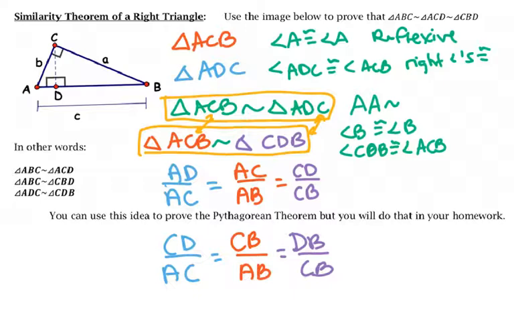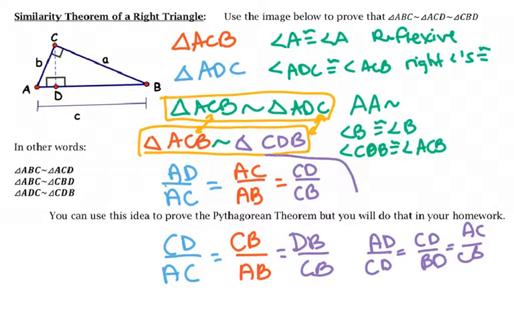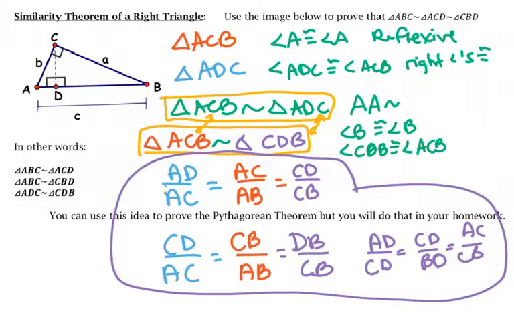So the other one that I'm going to write is going to be AD over CD is equal to CD over BD, which is equal to AC over CB. And so all of these are true because of the similar triangles. And so keep that in mind, because on your homework you can use that to prove the Pythagorean Theorem.